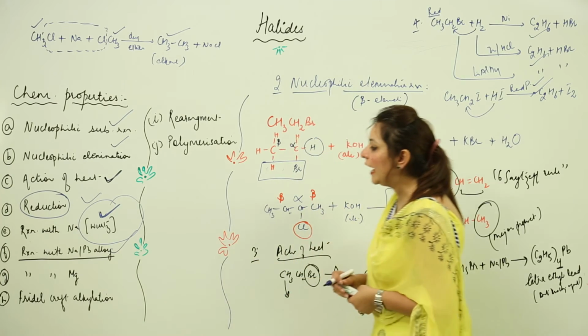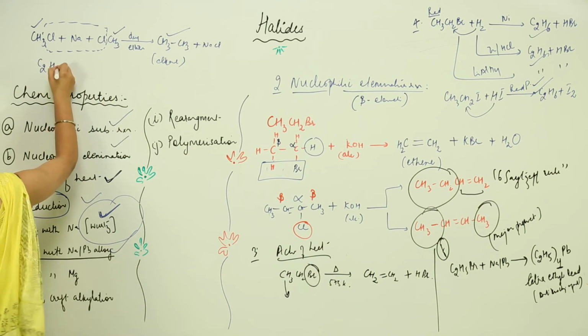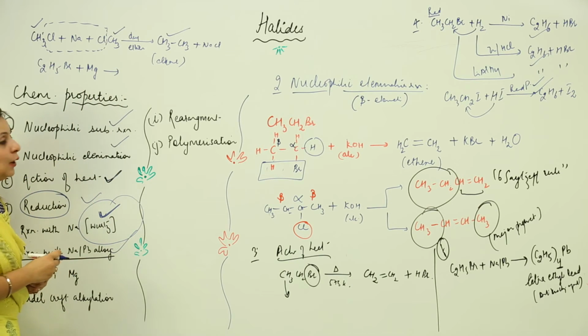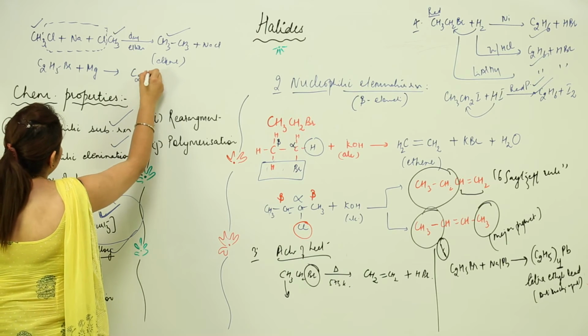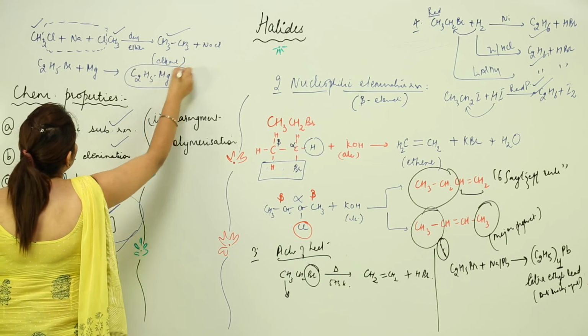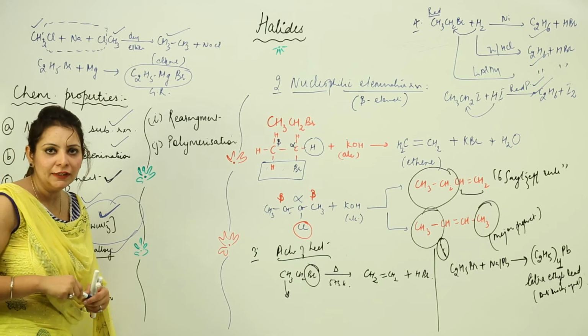And what happens when we react it with Mg? Let's take again ethyl bromide and react it with Mg. We get a popular compound, the Grignard reagent, that is RMgX. So this is C2H5MgBr, which is called the Grignard reagent, a popular reagent used in the chemical lab.